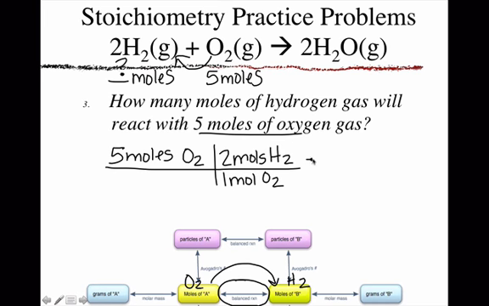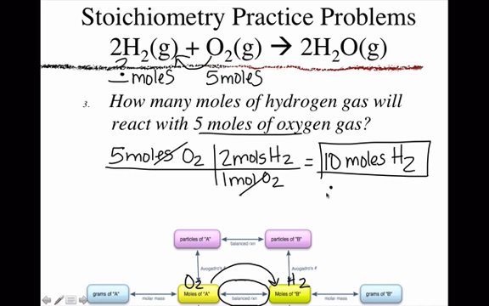And that is it. They didn't say anything about grams. I don't have to do molar masses. That cancels, leaves me with moles of hydrogen, which is what I needed. So 5 times 2 is 10. And that's the end of that problem. So that was a pretty short one.